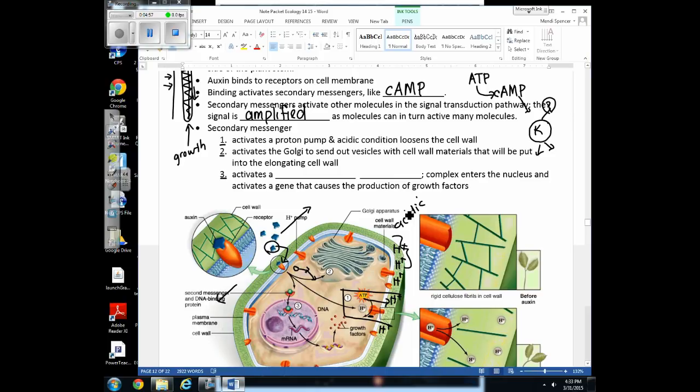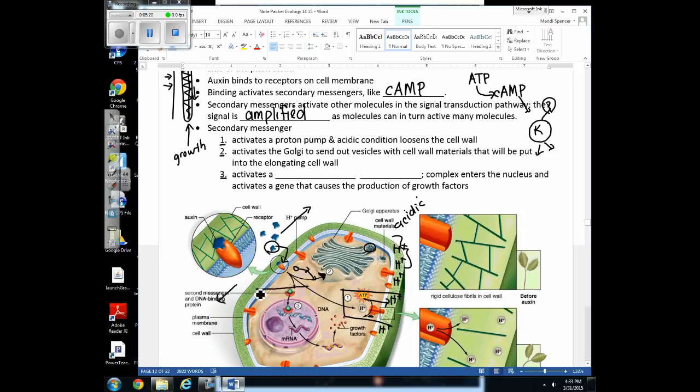Now, the cell wall is made of cellulose, and since we're going to need more of a cell wall as the cell elongates and divides into two, the Golgi can be activated by the secondary messenger, or it can be activated by a kinase. It just depends on the pathway. And you can see that the Golgi is responding, releasing vesicles that contain the substance that the cell wall is made out of.